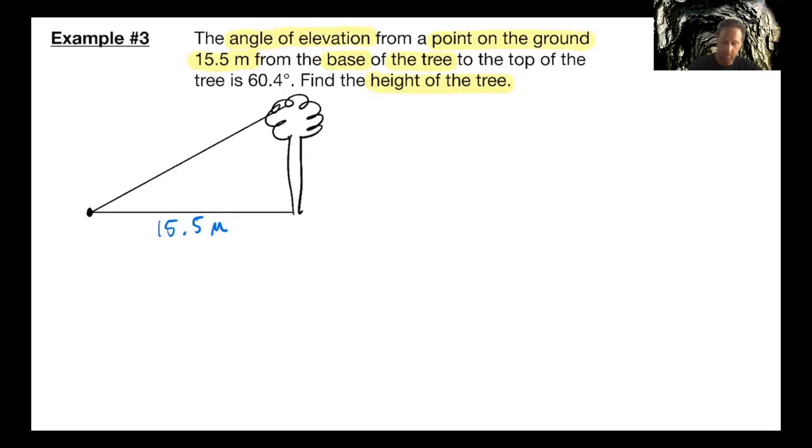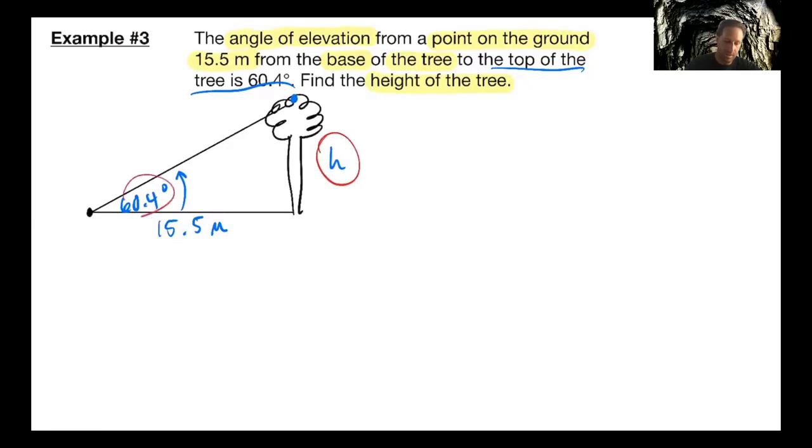And it said that angle of elevation from that point on the ground to the top of the tree is 60.4 degrees angle of elevation to the top. To find the height, that would be this. Call it X, call it H, call it whatever you want. So there's our drawing that we've set up. Now we need to set up an equation using the things that they gave us in order to find the thing that they asked us to find, which is H.